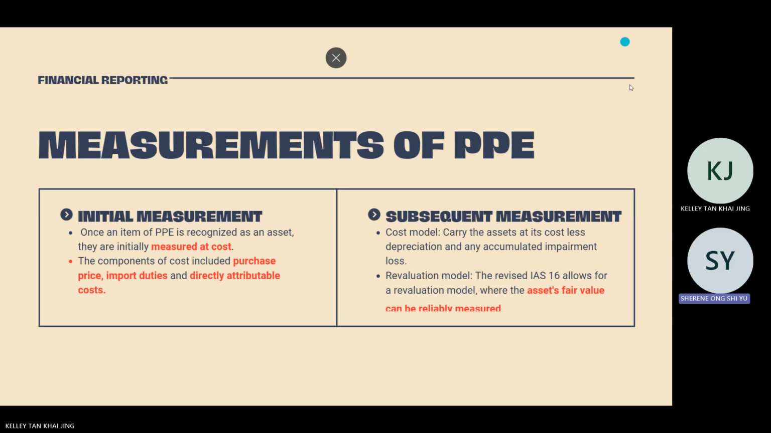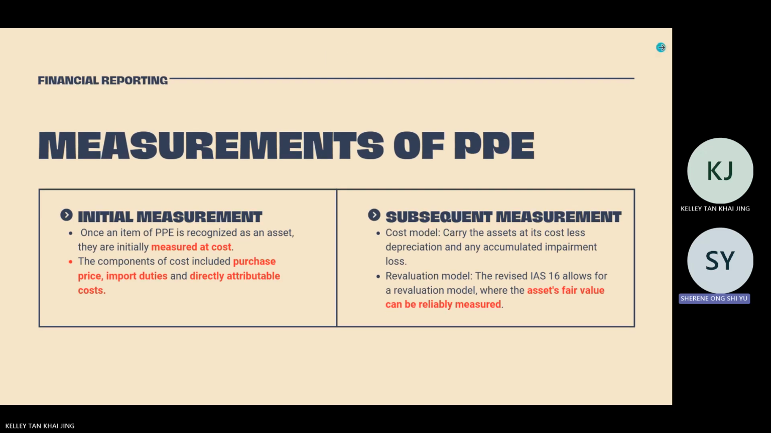For the initial measurement, when an item of PPE is recognized as an asset, it is initially measured at cost. The components of cost include purchase price, import duties, and directly attributable costs. For subsequent measurement, the cost model carries the asset at its cost less depreciation and any accumulated impairment loss. And for the revaluation model, the revised IAS 16 allows for a revaluation model where the asset's fair value can be reliably measured.